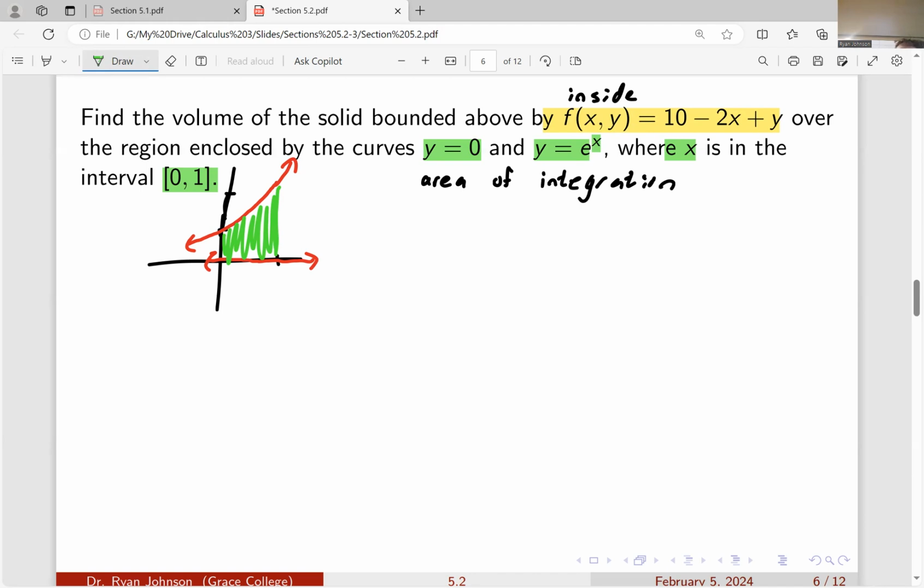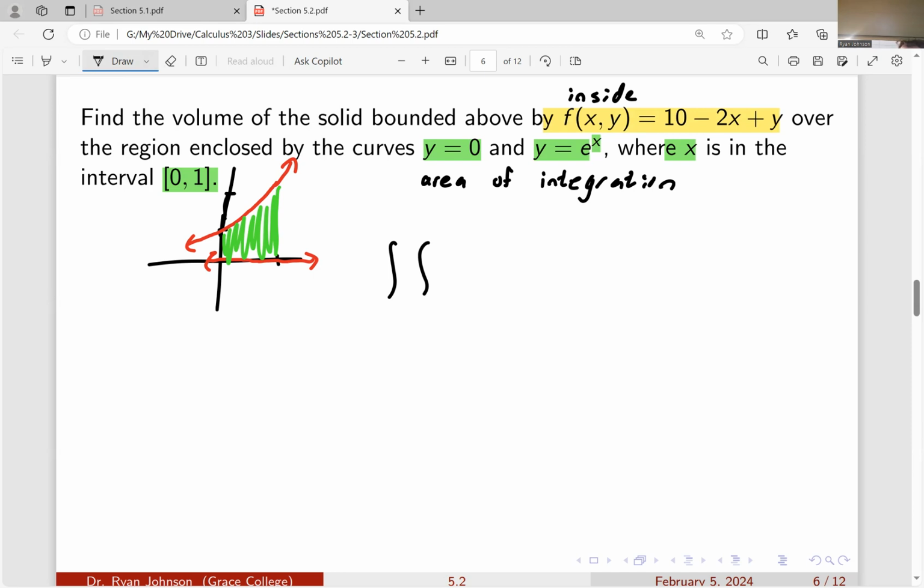Okay. So, let's see, is our function always positive in this region? When y is the smallest, it could be 0. X is, yeah, it's always positive in this region. Okay. So then that means we set up our integral. The best way to set up the integral is like that.